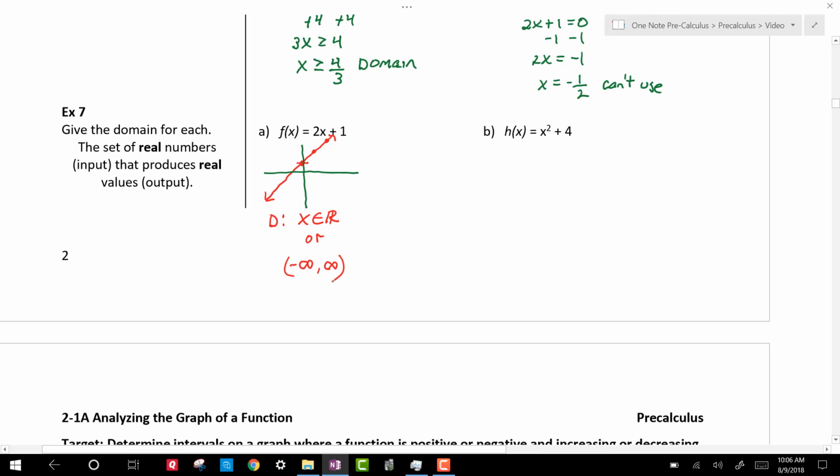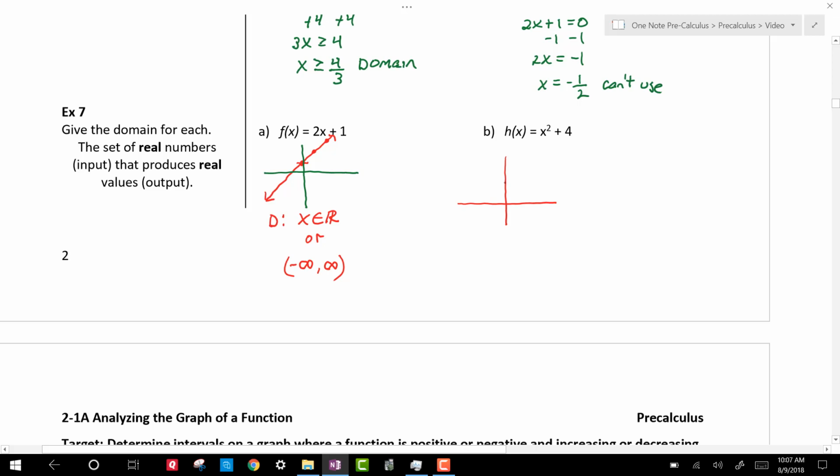So a straight line, without some other restriction set upon it, is always going to have a domain of real numbers. Kind of like letter B here. Letter B, how do I do this? Well, let's graph this and see what it is. Hopefully you recognize, what does x squared plus 4 look like? Hopefully you see a parabola.